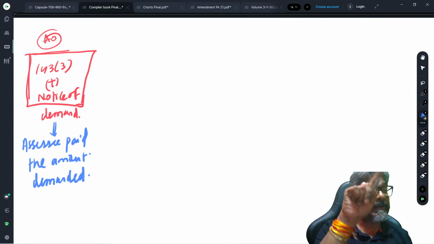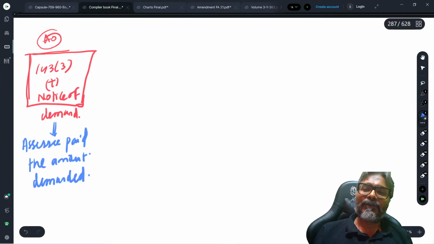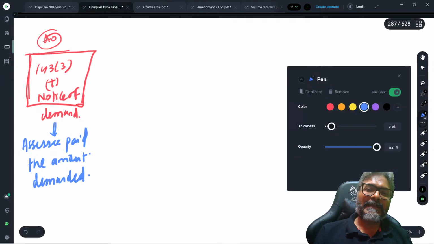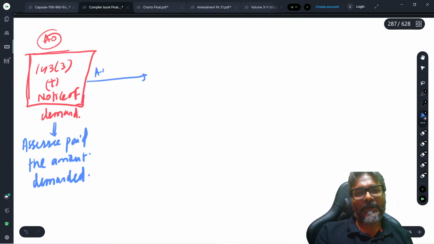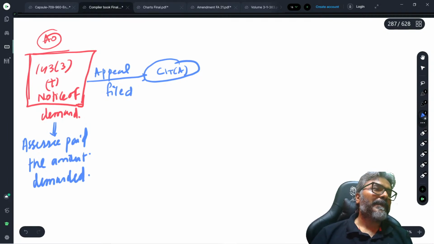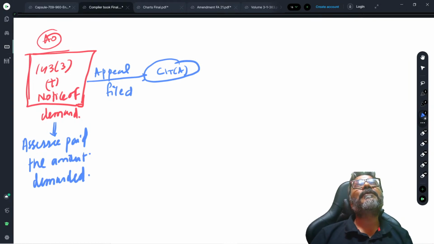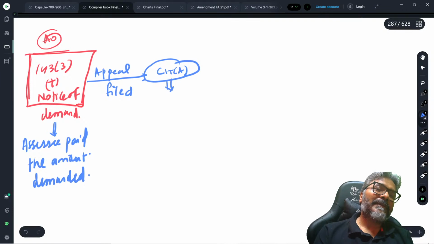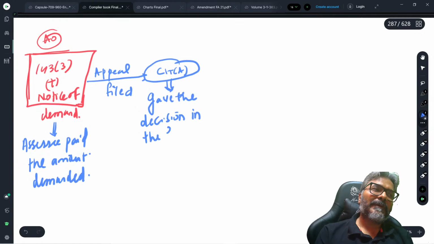But he has filed the appeal. So in that situation, students, he paid the amount and filed the appeal. Before whom? The CIT appeals. Appeal was filed, students, in this case before the CIT appeals. Now the CIT appeal gave the decision in the favor of the assessee.